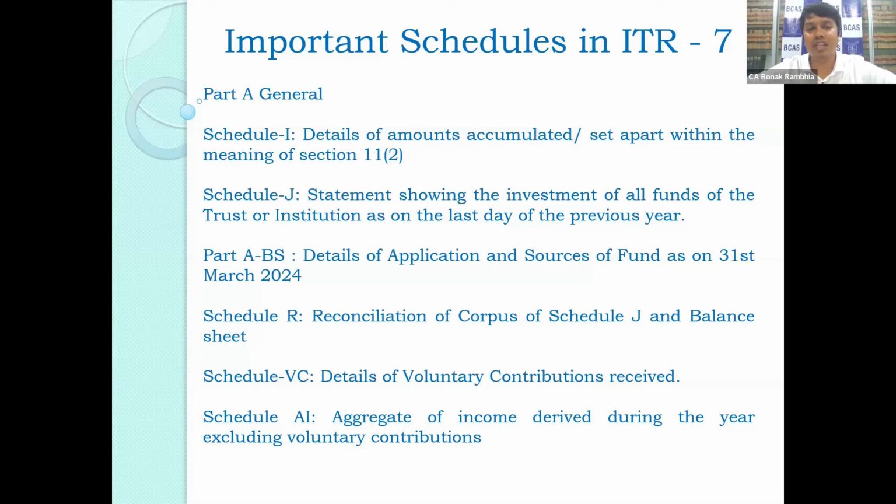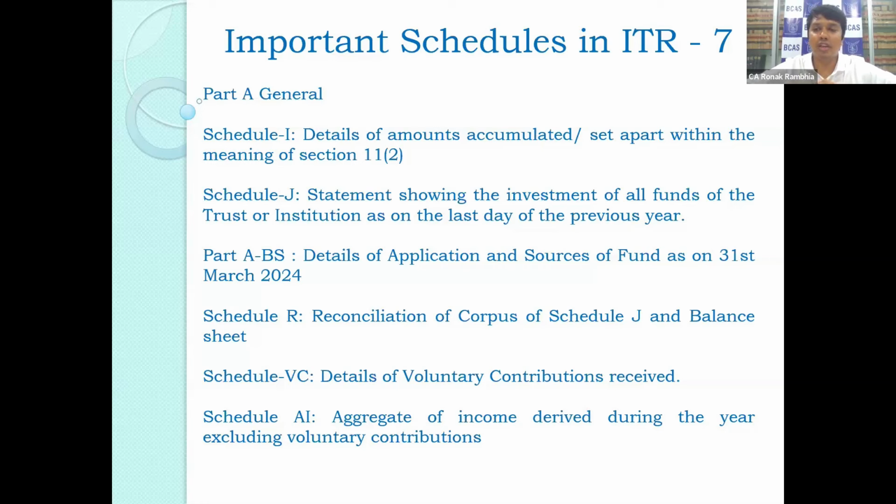Then comes Schedule I, which is the details of the amounts accumulated or set apart within the meaning of 11(2), that is the corpus fund collected by the trust. Then comes Schedule J, which is the statement showing the investment of all the funds of the trust or institution as on the last day. So the corpus or the funds which are set apart have to be invested in a specified mode, and these details have to be mentioned correctly in this Schedule J.